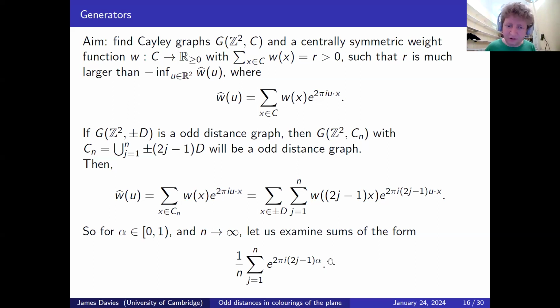So we want to look at how this exponential sum, 1 over n times the sum over j between 1 and n of e to the 2 pi i times (2j minus 1) alpha, behaves. If we learn more about this, then we'll learn how to handle something like this. Okay, and again, we only care about what alpha is mod 1, since this is a periodic function.